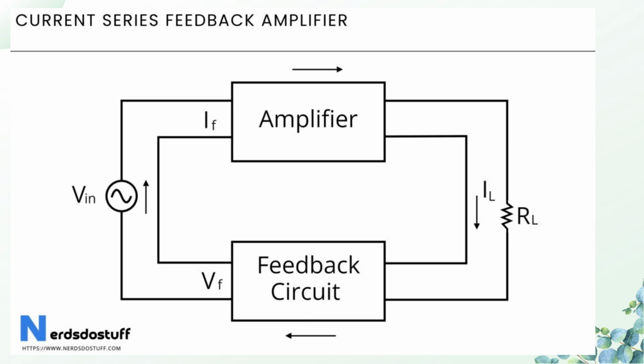The next is the current series feedback amplifier. In this circuit, both the mixing network and the sampling network are connected in series with respect to input and output.